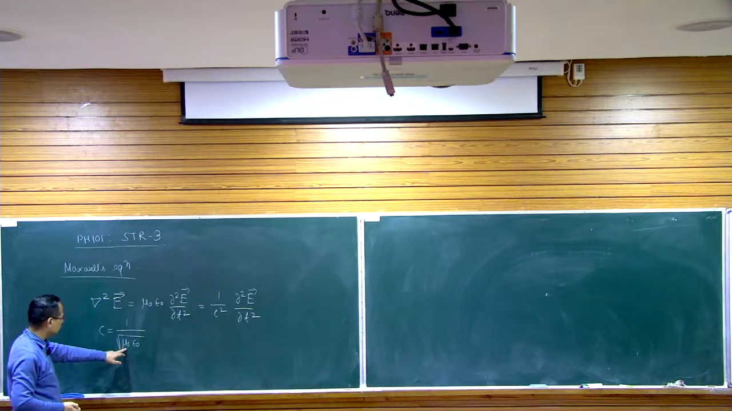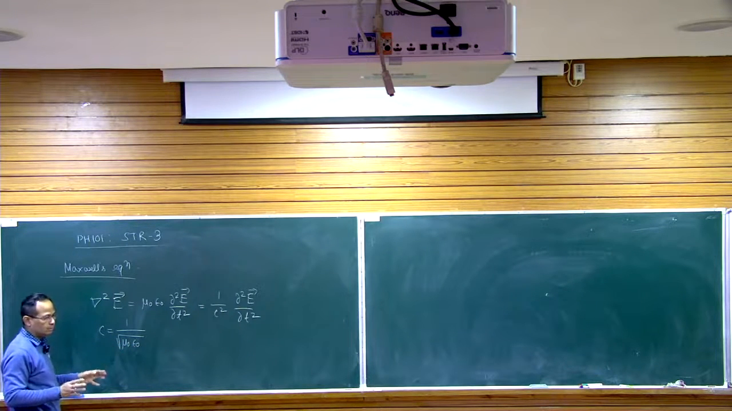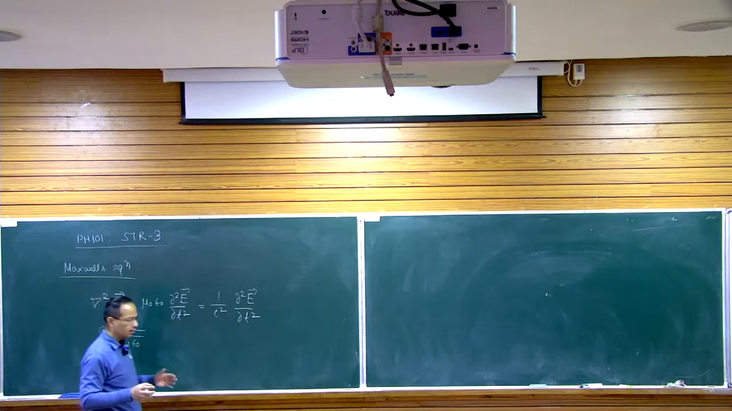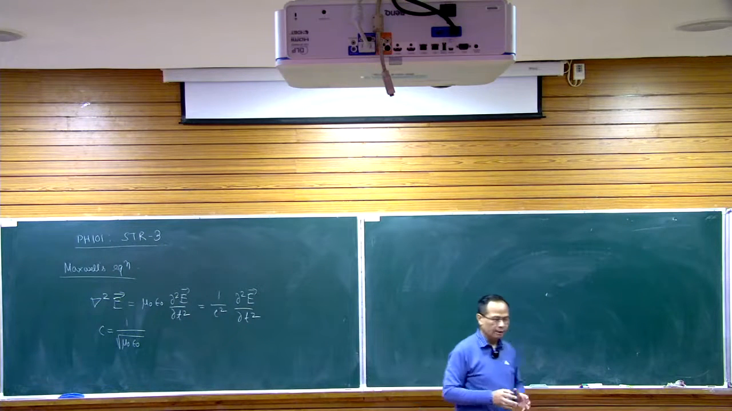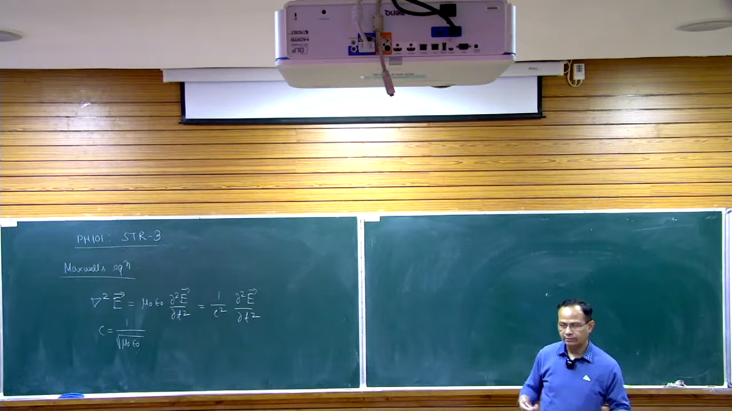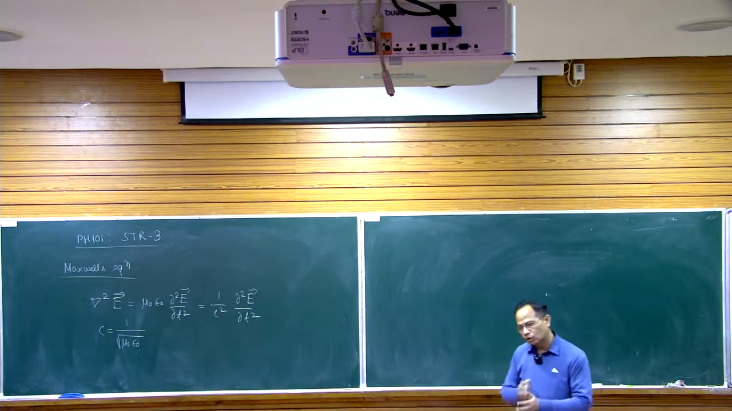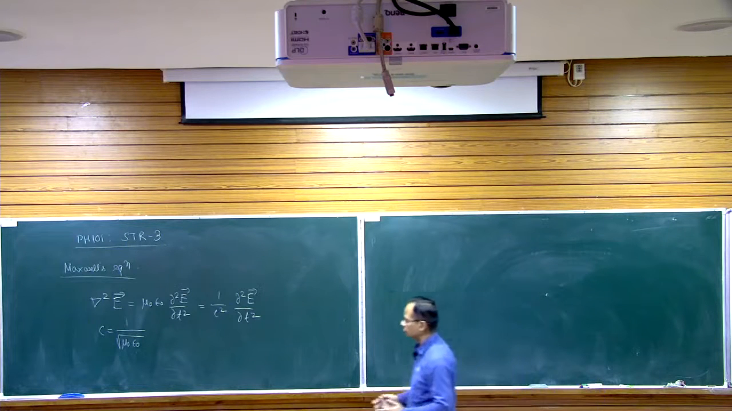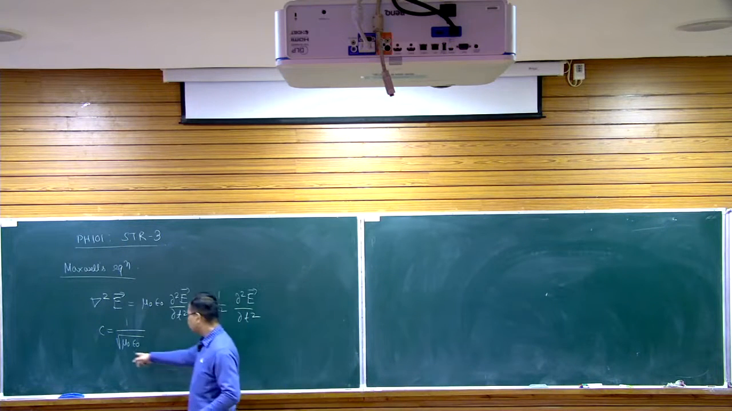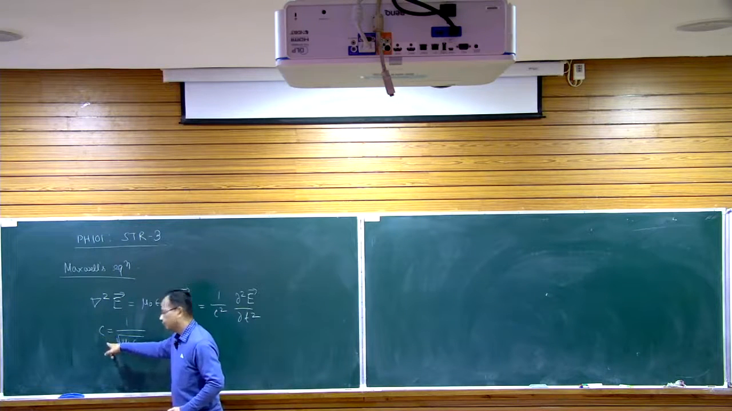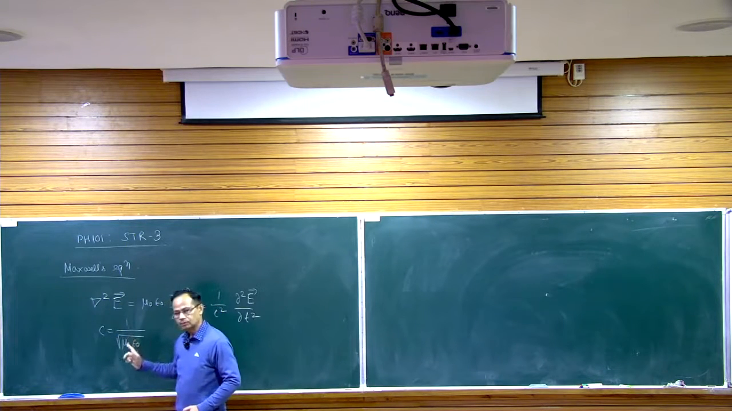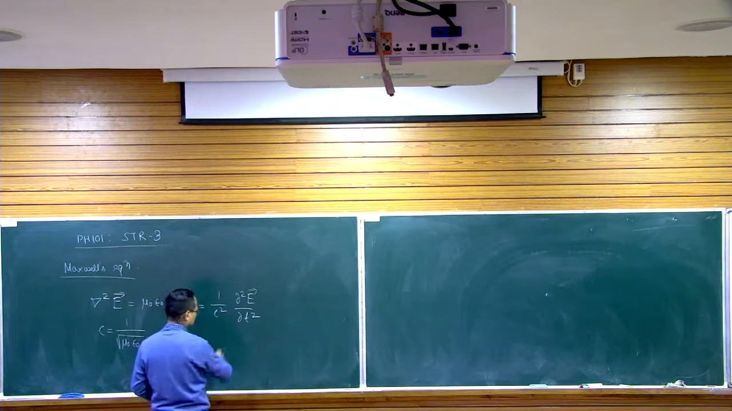Mu naught is the permeability of free space, epsilon naught is the permittivity of free space, and these are the property of the medium. So once you consider the medium to be vacuum, irrespective of whether light is propagating in any direction, left to right, right to left, top to bottom, bottom to top, to the north, to the south, since the property of the medium is not going to change, the velocity of light is also going to be constant.